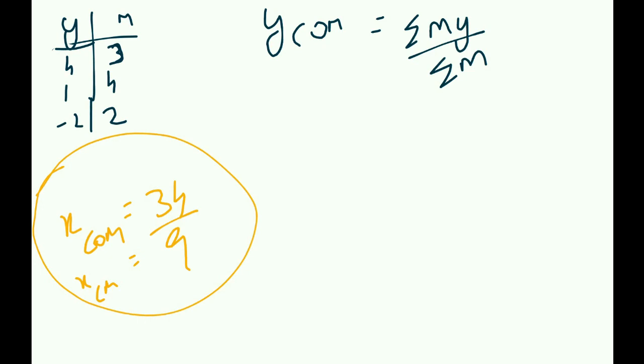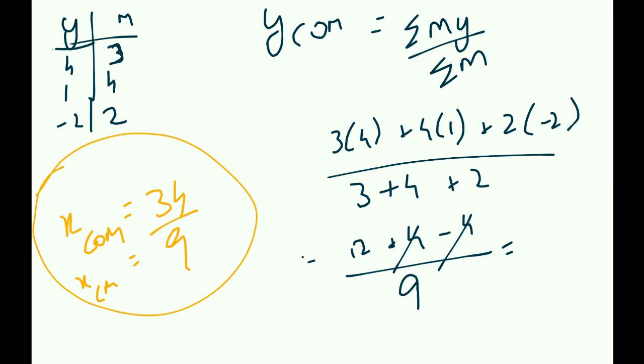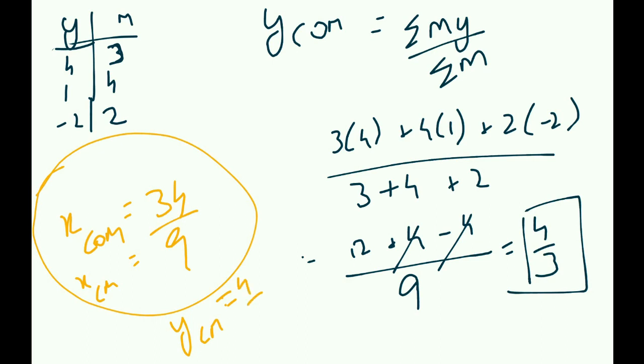So when I calculate this, I'm going to get 3 into 4 plus 4 into 1 plus 2 into minus 2 by 3 plus 4 plus 2. That's going to be 12 plus 4 minus 4 divided by 9. And that's going to get me 4 by 3, which is also not a nice number. Damn it. So my y coordinate of the center of mass is going to be 4 by 3.